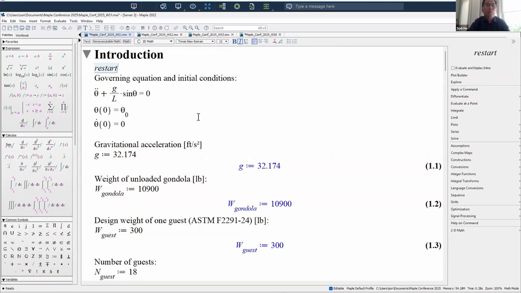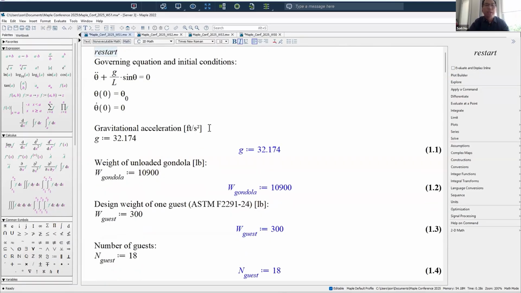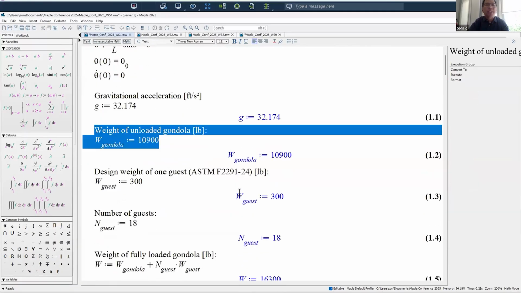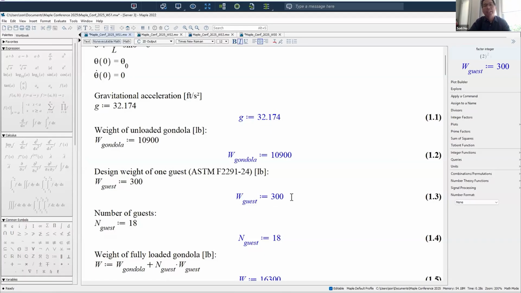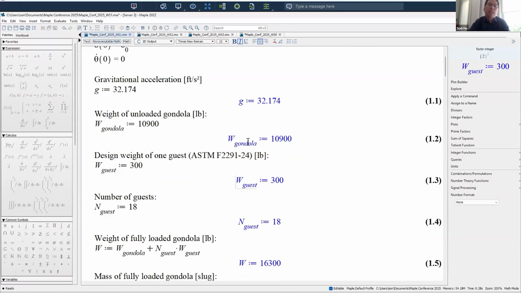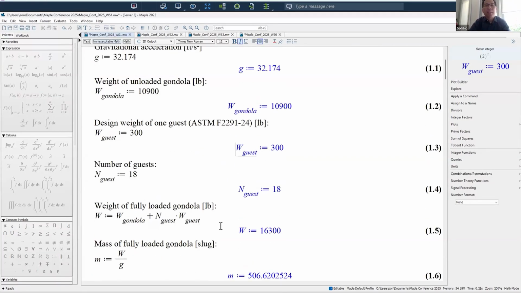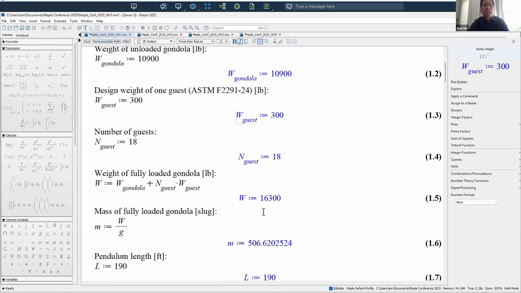So I will skip through this one a little bit. Now, this is just simple calculation, the gondola, and then according to the ASTM standard on designing amusement rides, we need to design the guest weight of 300 pounds each. And in this ride, we have 18 seats. So that 18 times 300 plus the empty gondola, we end up with 16,300 pounds.